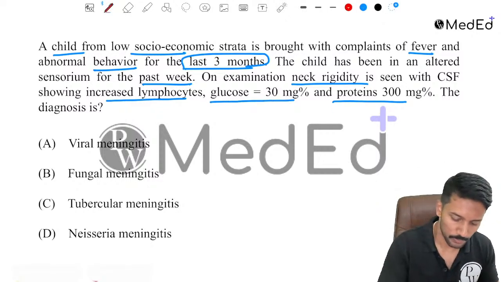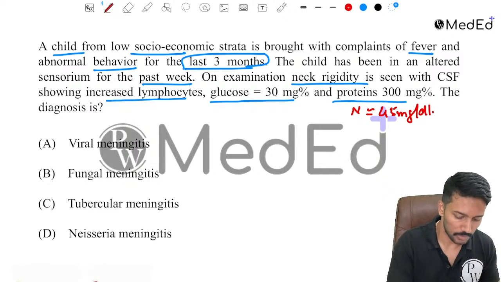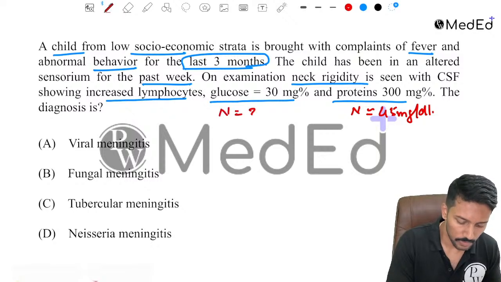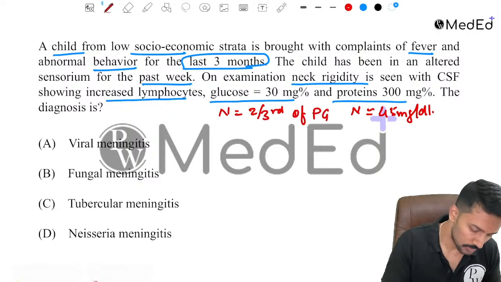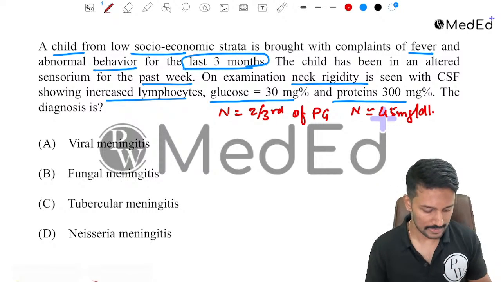Protein, see, normal CSF protein is around 45 or less than 45 milligrams per deciliter, right? Normal glucose is 2/3 of plasma glucose, and cell count should be less than 5. That's your normal CSF picture.